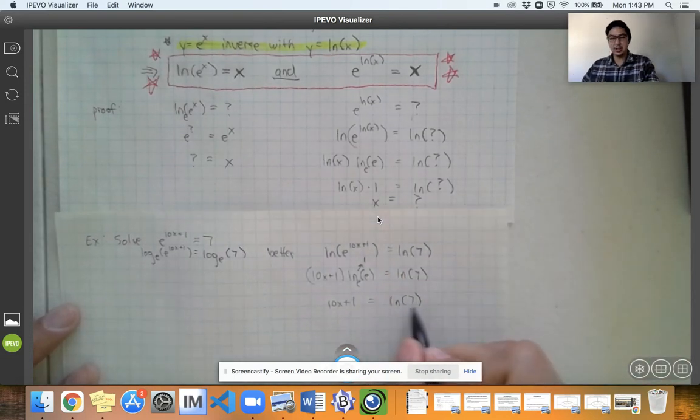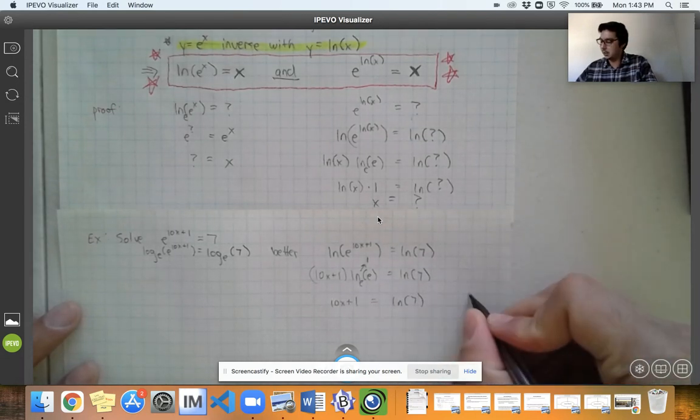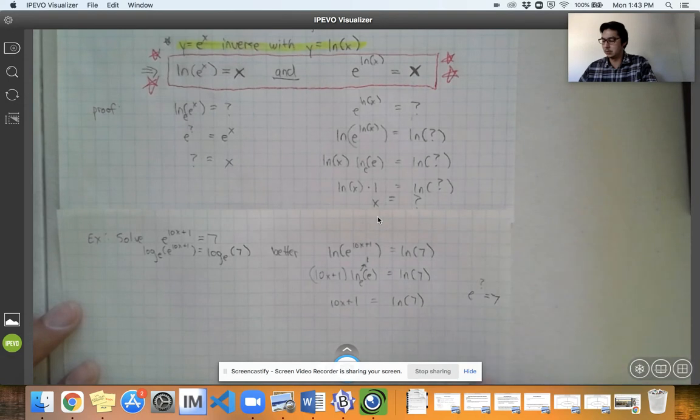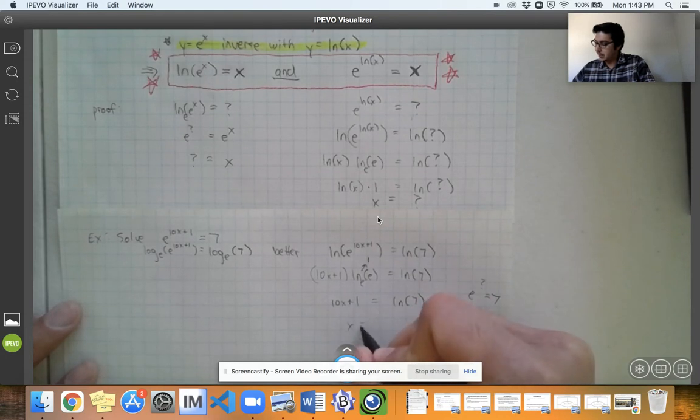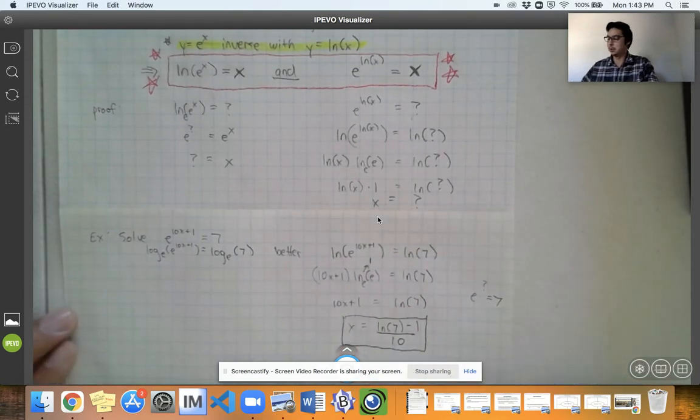Now remember that this is just a number. Natural log of 7 is just saying e to what power equals 7. That's what this is saying right here. Okay. So solving for x, then we would have x is going to be natural log of 7 minus 1 over 10. And there's the idea of using the inverse in solving problems.